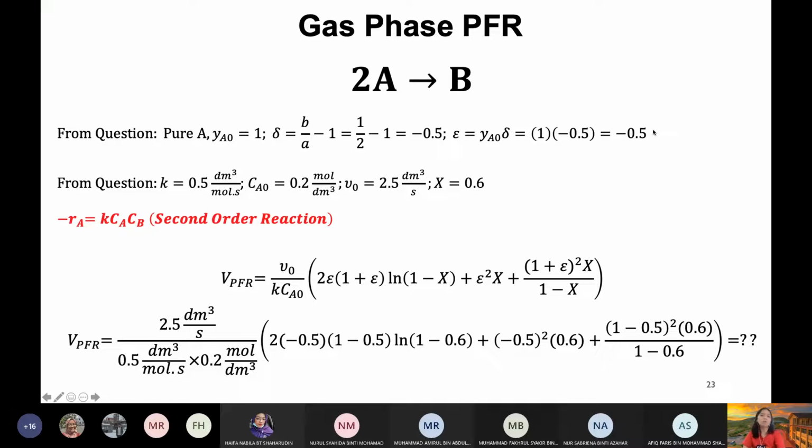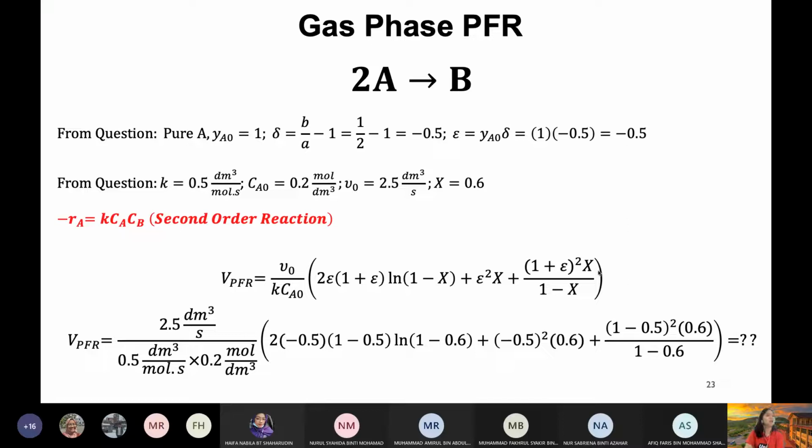Ingat yang volumetric flow rate tu adalah epsilon naught. This one is epsilon, different simbol, different pemahaman. Takut nanti kamu confused, kejap saya cakap epsilon. Epsilon tu volumetric flow rate. This one ni adalah epsilon, from Greek symbol yang berlainan. Okay, so you know YA0, you know your sigma, you will get your epsilon. Epsilon, as I told you, can be negative, can be positive, depending on your reaction. Kalau dapat negatif pun tak apa, dapat positif pun tak apa. Okay. So epsilon kamu dah ada kan? So kamu boleh ganti epsilon.